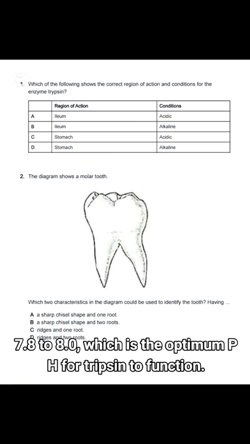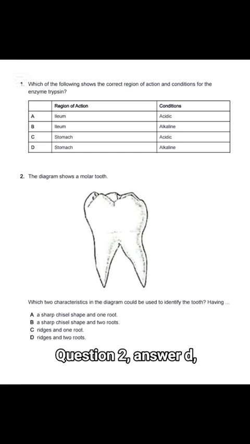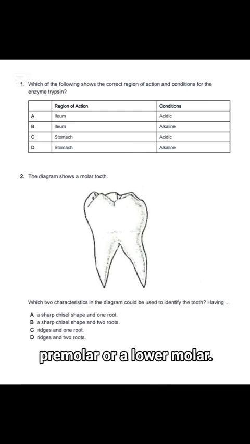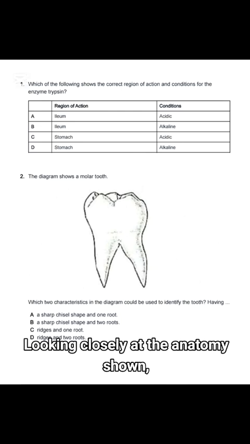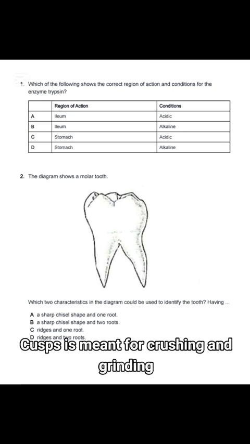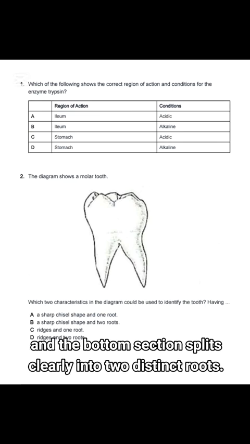for trypsin to function. Question 2. Answer: D. Ridges and 2 roots. Explanation: the diagram explicitly shows the crown profile of an upper molar, premolar, or a lower molar. Looking closely at the anatomy shown, the top surface has distinct ridges, cusps meant for crushing and grinding, and the bottom section splits clearly into 2 distinct roots.